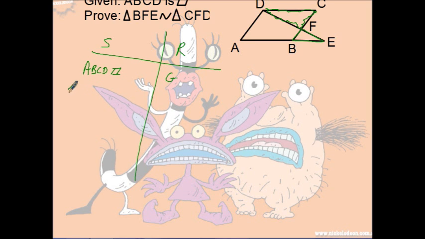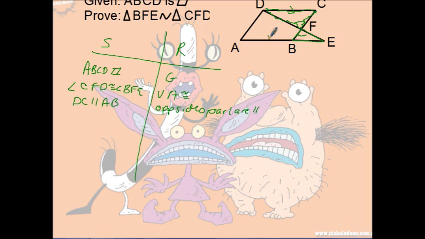So let's go ahead. Angle CFD is congruent to angle BFE because the vertical angles are congruent. And I'm going to mark it in. Next, if I have a parallelogram, I know opposite sides are parallel. So I'm going to say DC is parallel to AB. Opposite sides of a parallelogram are parallel.